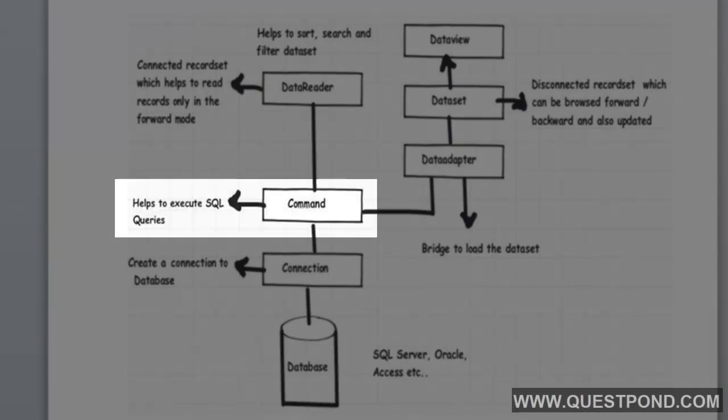When we talk about databases, SQL Server, Oracle, Access, any kind of RDBMS, they understand SQL. So the command object is where you write your SQL, and then you can execute this command object over the connection, and then you can fetch data or send data to the database. So the first step is to create a connection object which makes a connection to your database, and second, you write your SQL syntax into the command object, and this command object is fired over the connection.